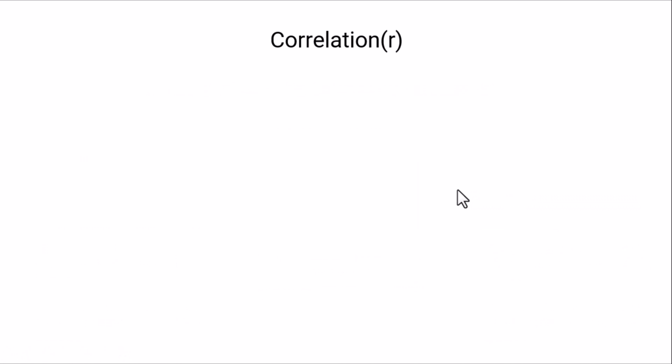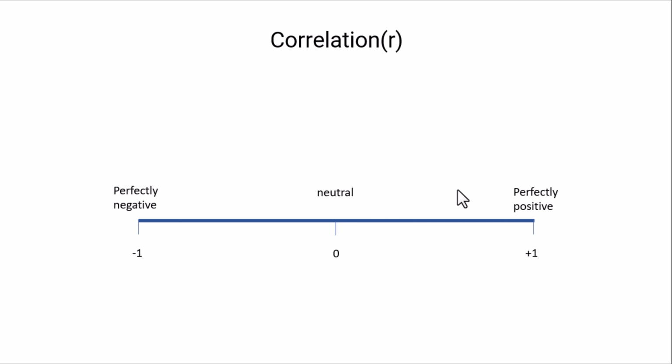Correlation is denoted with the letter R, and we have a correlation coefficient that is used to describe the level of correlation between two parameters. This correlation coefficient ranges between -1 and +1, with -1 representing a perfectly negative correlation and +1 representing a perfectly positive correlation, with 0 representing no correlation.